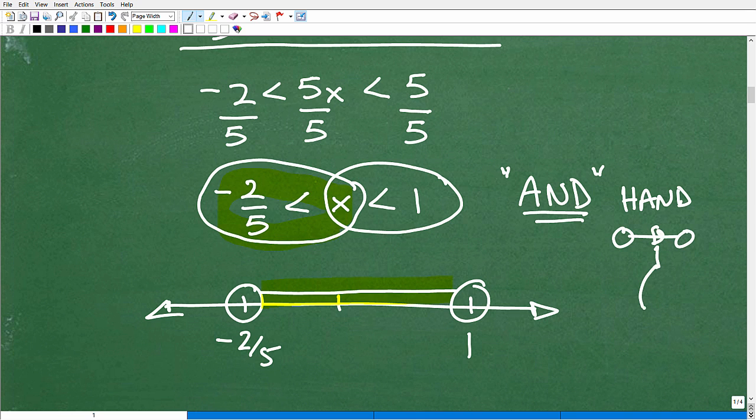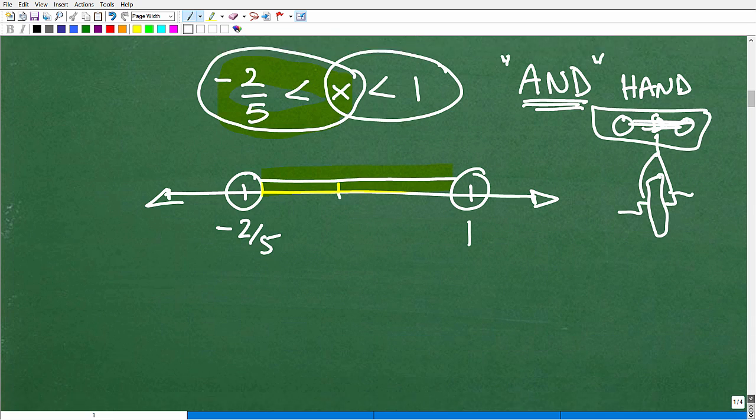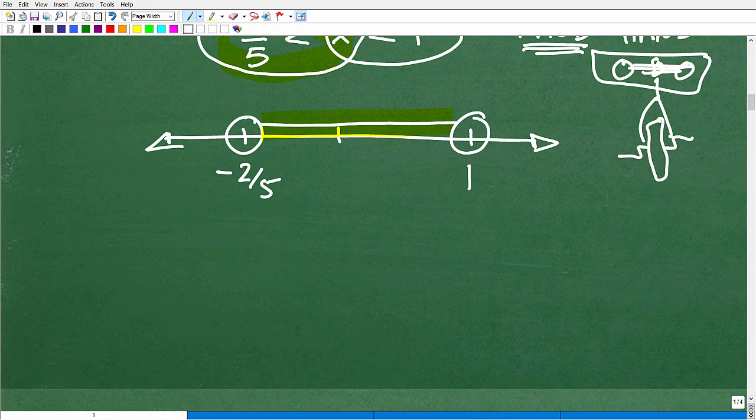Here's a little bicycle. Here's my tire. Here's my pedals. Here's a handlebar. Now, you can see here, when I state this inequality, it's an "and" inequality. Your graph is always going to look like a handlebar, all right? Now, this is in comparison to an "or" situation.